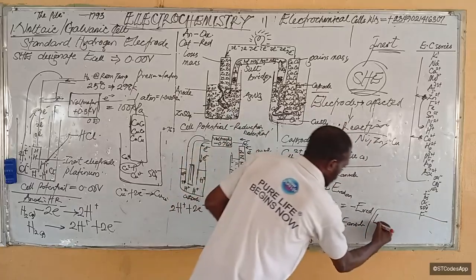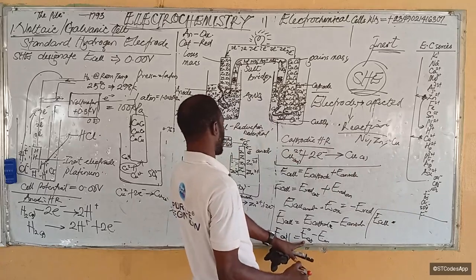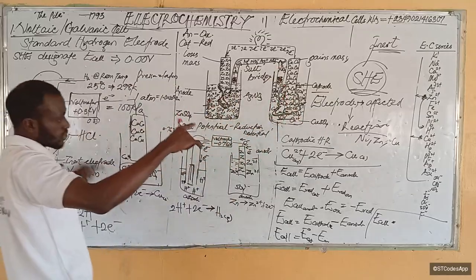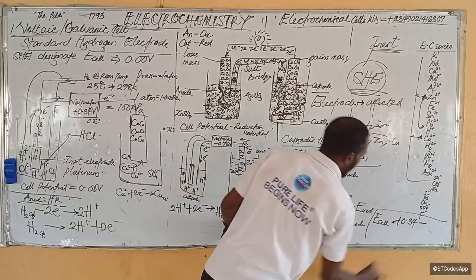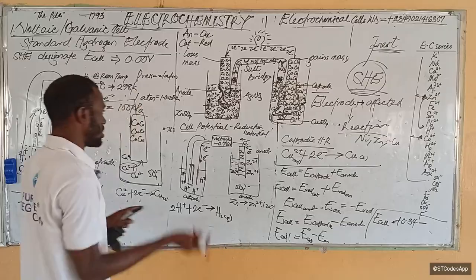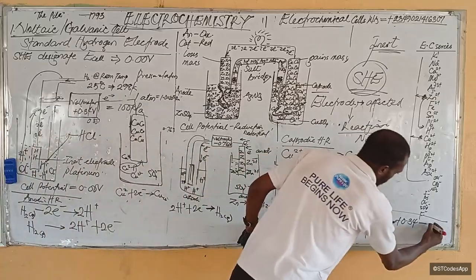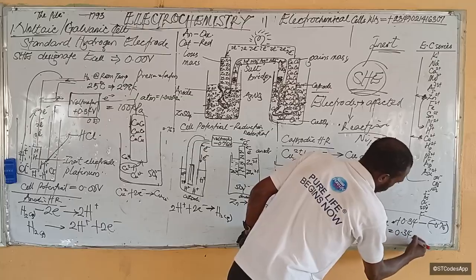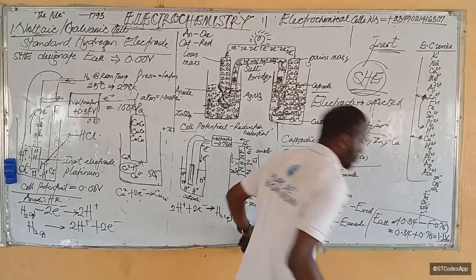So if I wanted to calculate for this one that we just did here, the E cell for our reaction becomes E cathode minus E anode. What's our cathode now? Our cathode in that case is copper. It's recorded as plus 0.34 volts, minus our E anode. What's the cell potential for zinc? It is minus 0.76. So this becomes 0.34 plus 0.76, which gives you 1.1 volts.